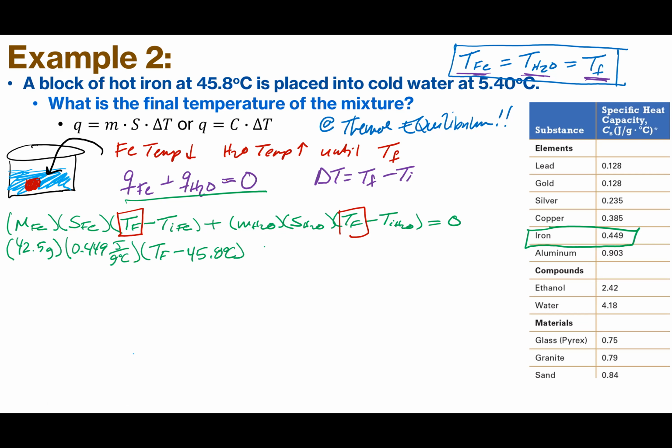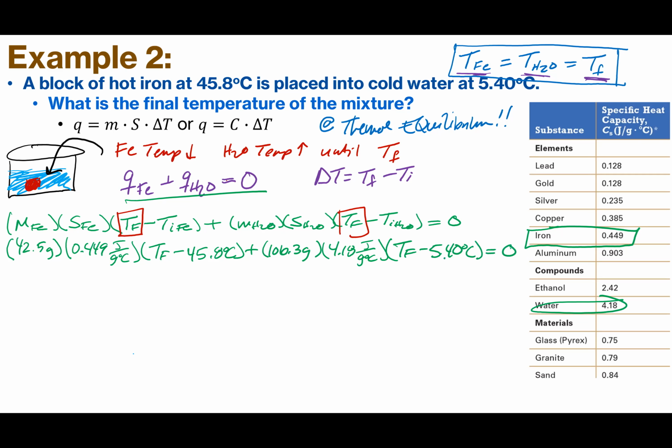To this, we're going to add mass of water. I didn't give you either of these masses in the problem. I just realized that. But I'm giving them to you now in the data. Okay, 106.3 grams. Specific heat of water, 4.18 joules over grams degree C times we have a T final minus our T initial for water, which was 5.40 Celsius. All that is equal to 0.